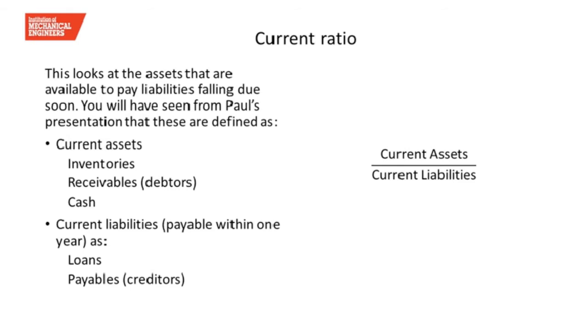This looks at the assets that are available to pay liabilities falling due within the financial year. Usually that's 1 year. You'll have seen from Paul's presentation that these are divided as current assets as shown below and together with the current liabilities.